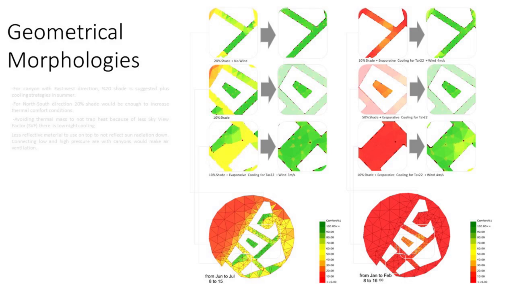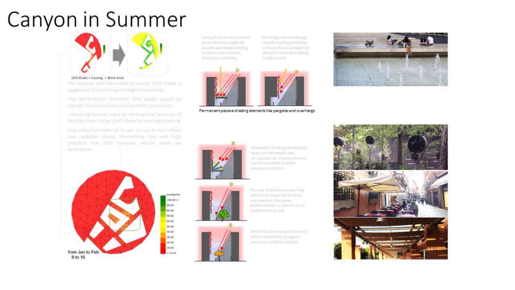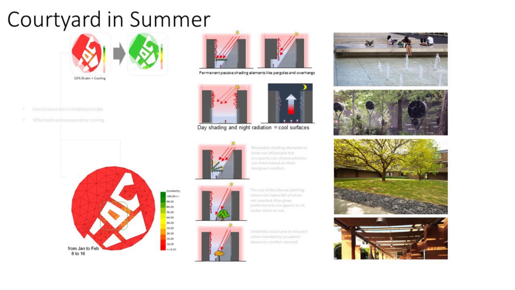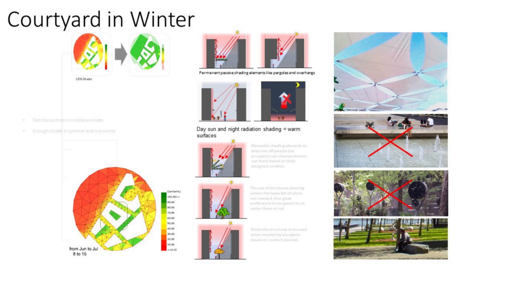To simplify the process and make it more digestible, different geometrical morphologies are categorized and assessed separately, like canyons, courtyards, and squares. Then these categories are considered in different periods, and the relevant design strategies are suggested and implemented to improve the comfort conditions.